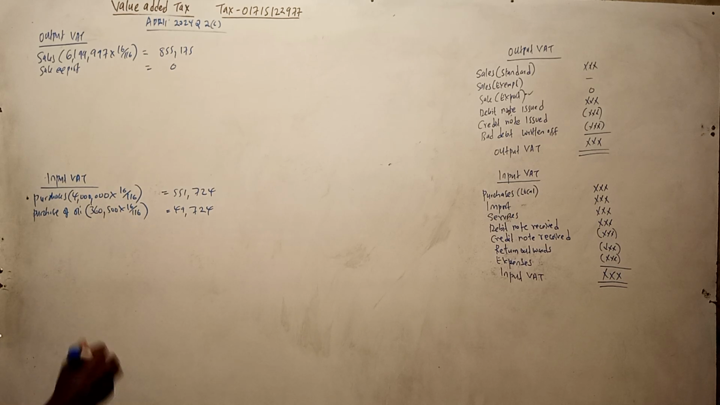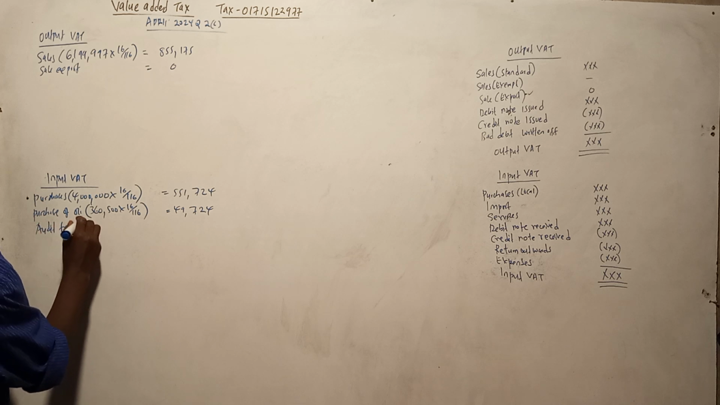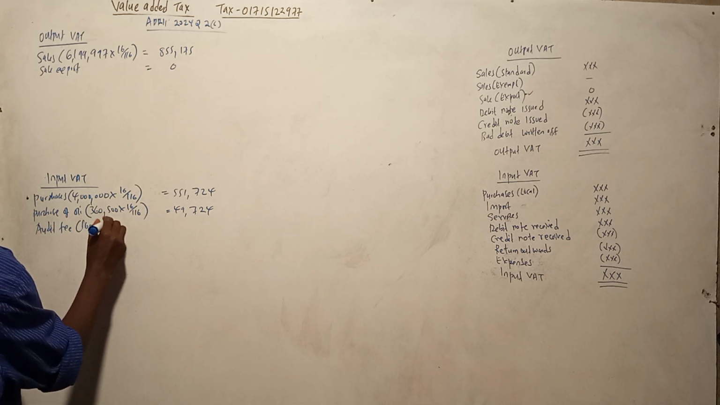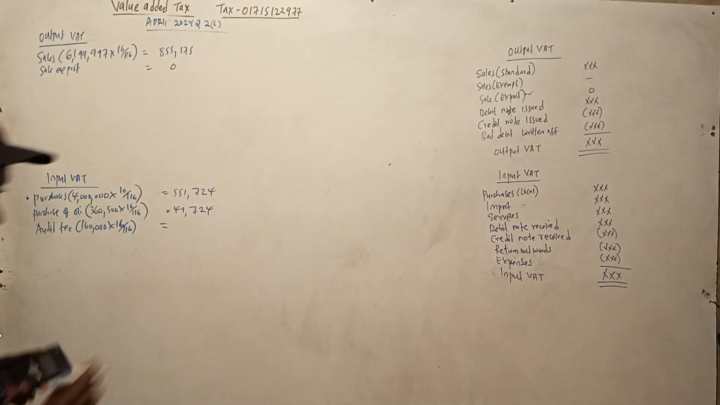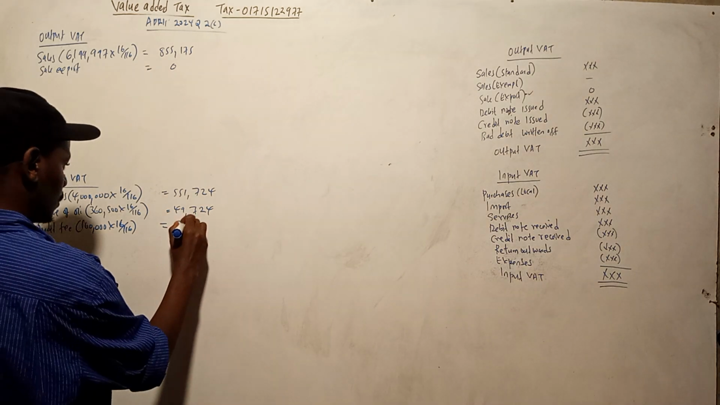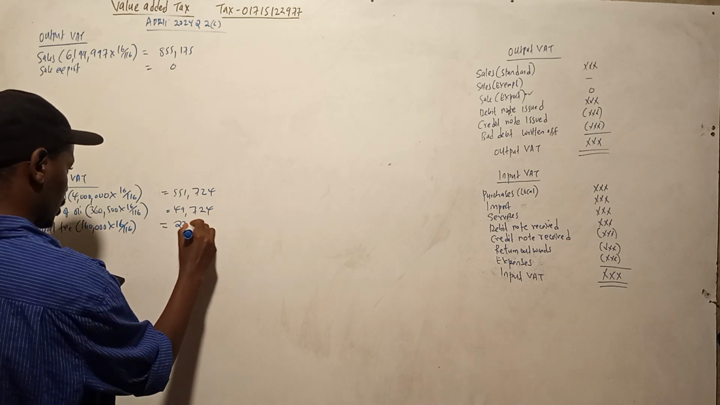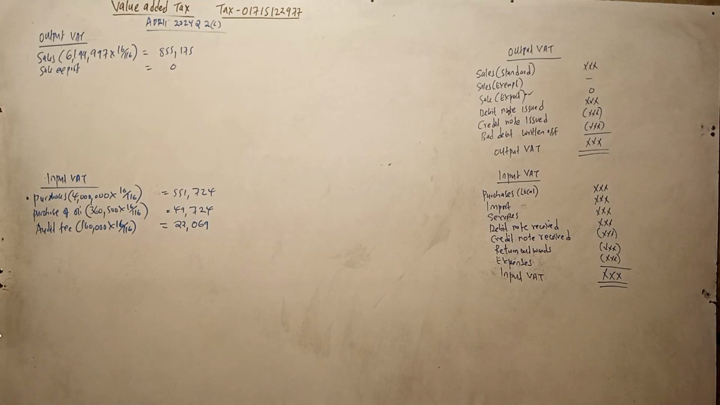Audit fee 160,000. Tuambia ni inclusive. So tuambia transactions were inclusive. So 160,000 times 16 over 116, which is 22,069. Tunaona kwa audit fee tunaenda kwa salary and wages. Salary and wages are not vatable, we ignore.